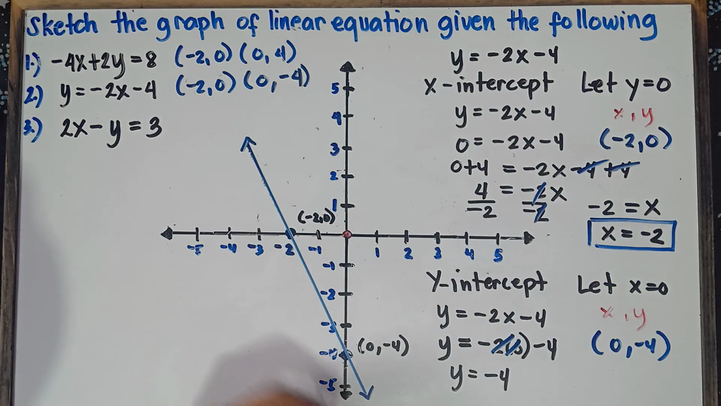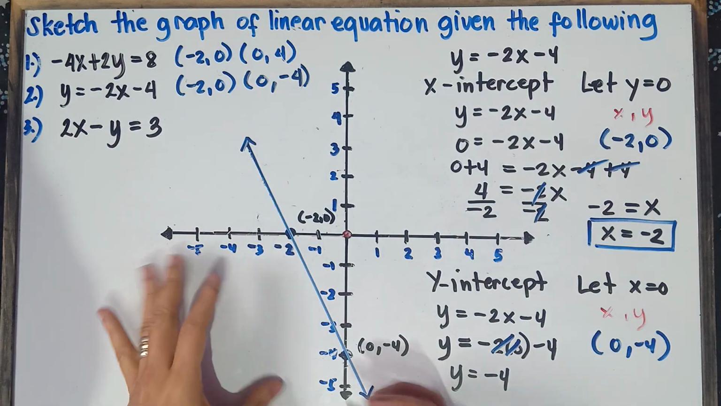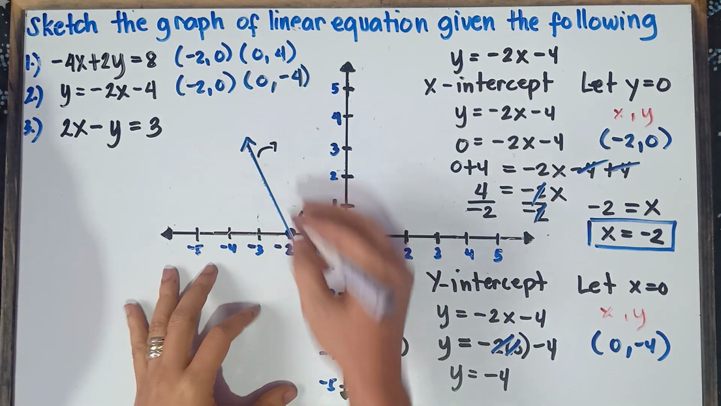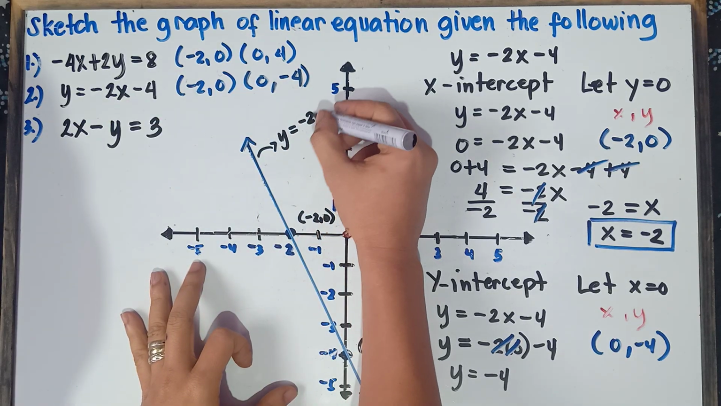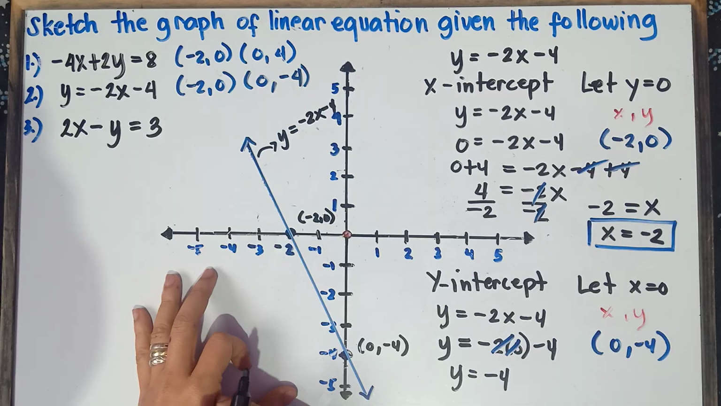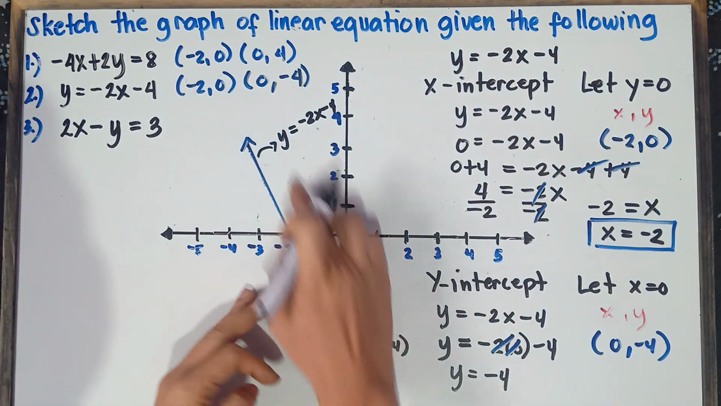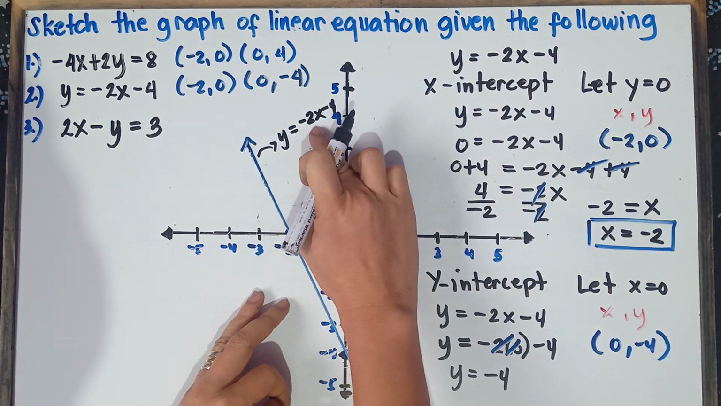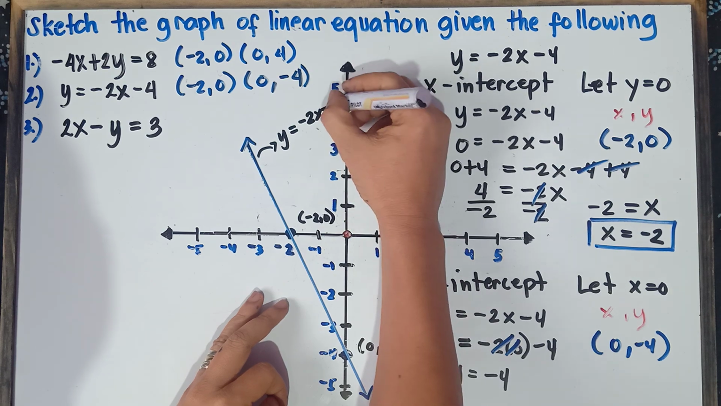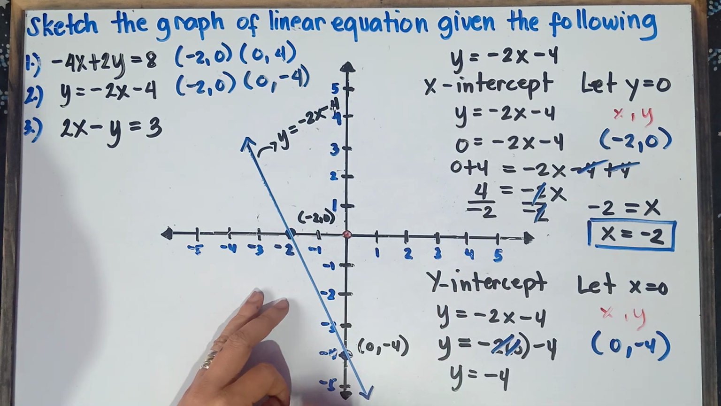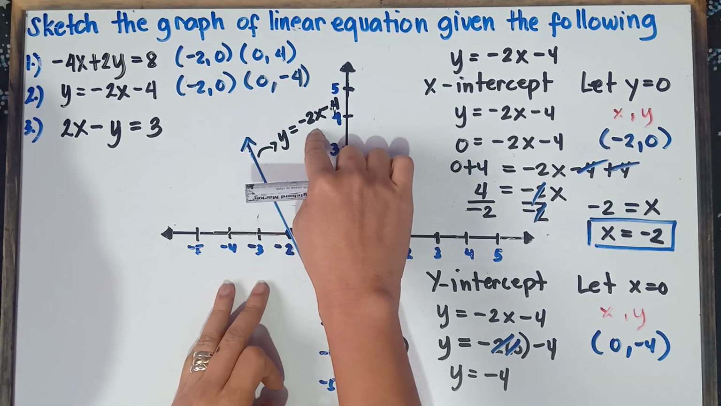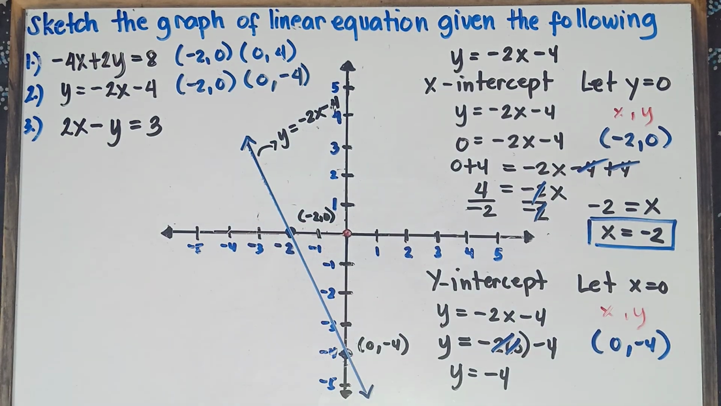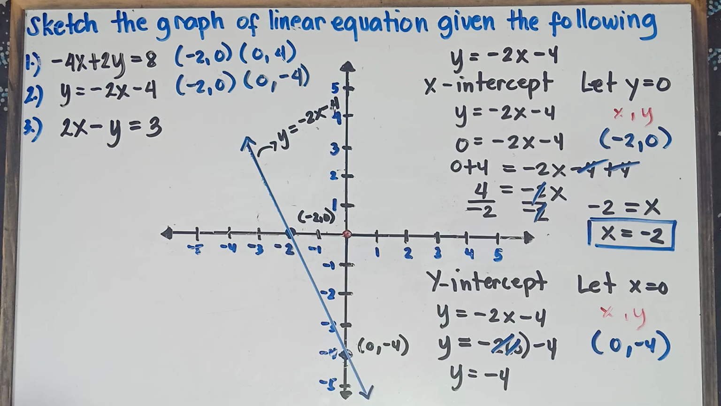Alright, so you can actually write the equation, class, with regards to our graph. You can label this one. For our line, this will be the equation y equals negative 2x minus 4. So it means, class, that the equation of this line will be y equals negative 2x minus 4. That's it, class. All set. That's the answer, class, with regards to example number 2.